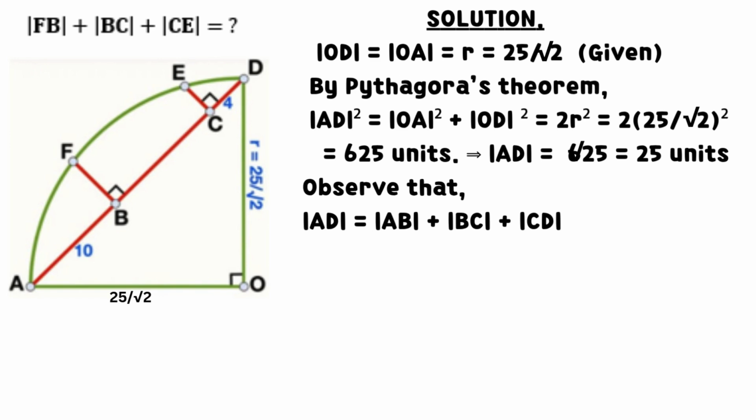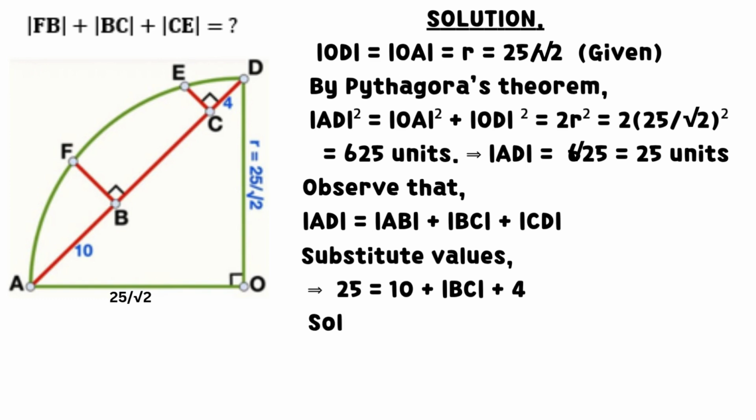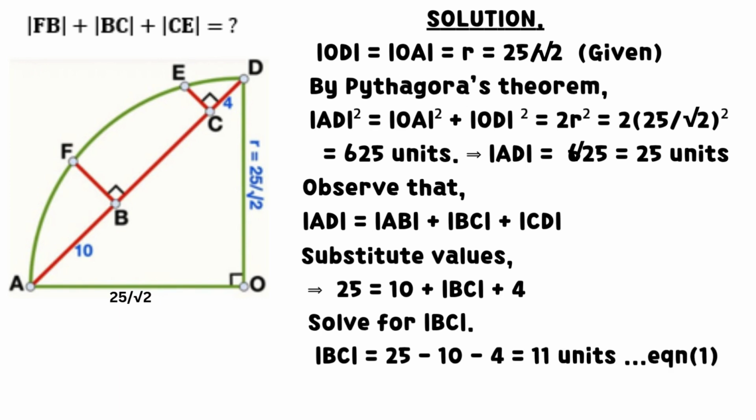Observe that line AD equals the sum of line AB, line BC and line CD. Substitute values. We have that 25 equals the sum of 10, line BC and 4. Solve for line BC. Line BC equals 25 minus 10 minus 4, which equals 11 units. We call it equation 1.